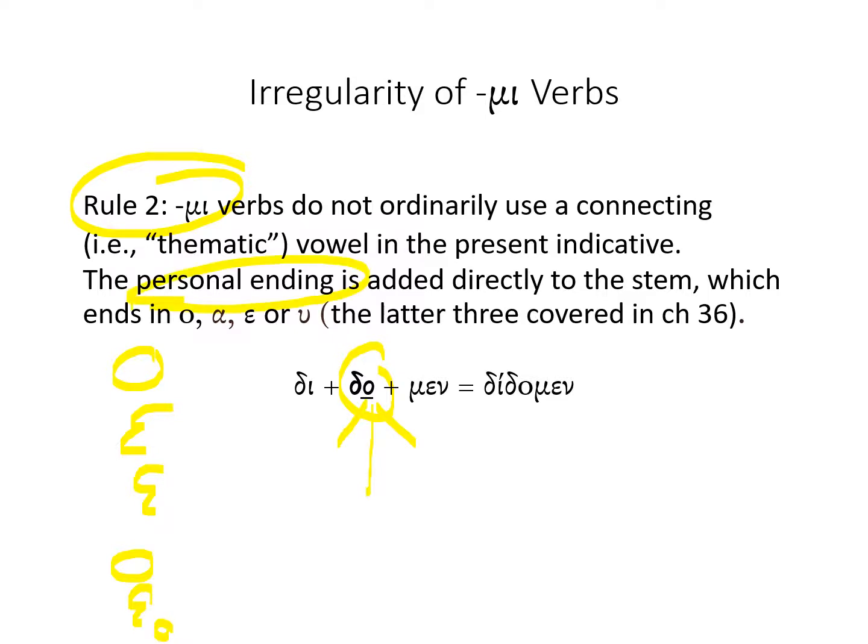So the personal ending, and here's the point of rule 2, is added right to the stem. So men is added right to the stem. Omicron is not a connecting vowel. It is truly the stem vowel. Now we have 4 of these. Omicron that we're looking at here in chapter 34. And then in chapter 36, we're going to come back and look at alpha, epsilon, and upsilon. And what we'll notice is that the principles that guide us with omicron thematic conjugations also guide us in chapter 36. Again, we're going to build on what we know.